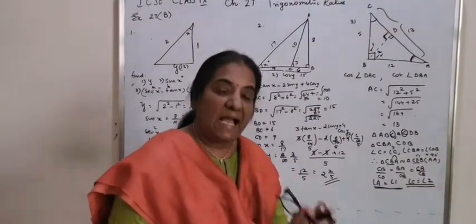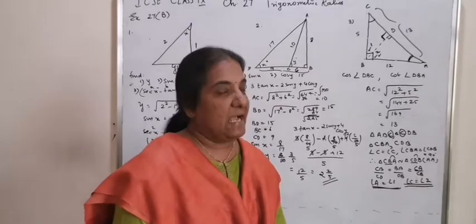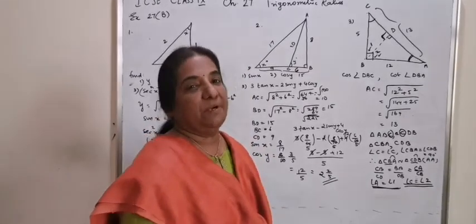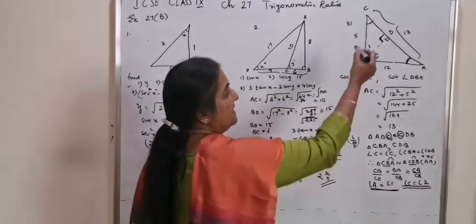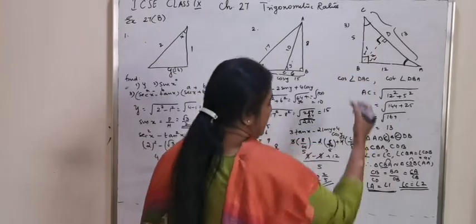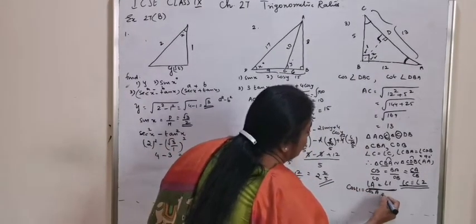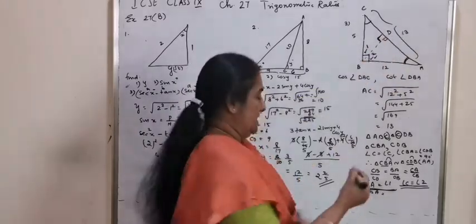That means the angles of the smaller triangle, you are making them equal to the angles of the bigger triangle, so that you can find out the trigonometric ratios quickly. Cos angle DBC. Angle DBC we called angle 1. Cos angle 1 is the same as cos A. The value of cos A is 12 by 13.